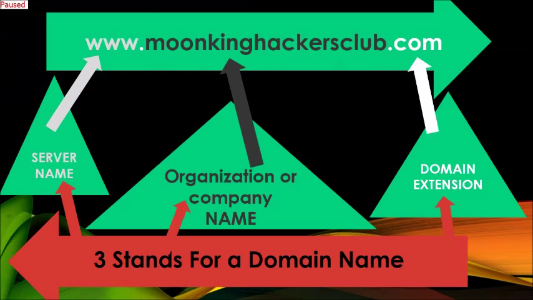Generally there are three parts to a domain name. Like in our case, www.moonkeyhackersclub.com is our domain name. Here .com is the domain extension. This one is our organization or company name, and this one is the host or server name. You can define it.